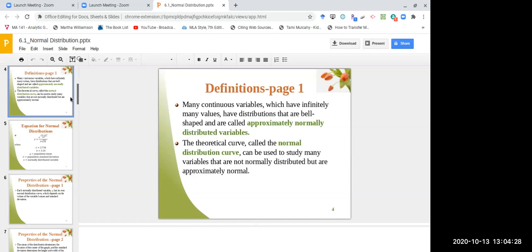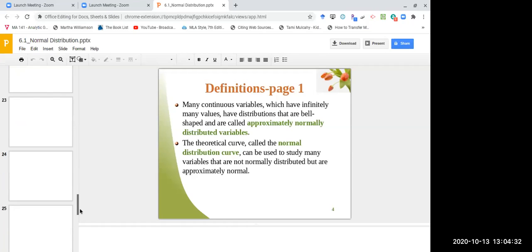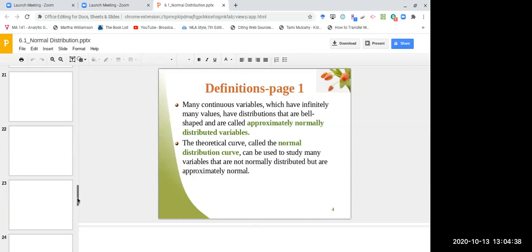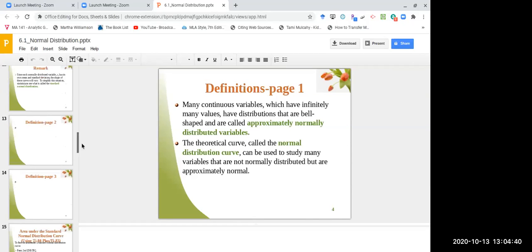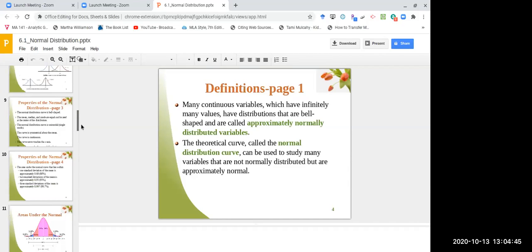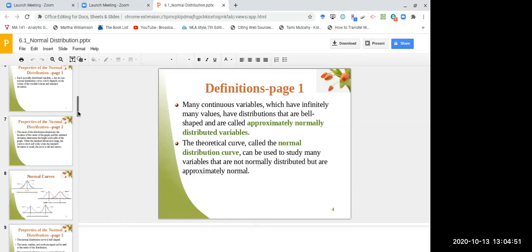There are a ton of properties of the normal distribution. Before I continue, there are 31 slides in this presentation, so make sure that you have 31 slides. The properties, as I mentioned, you want to pay attention to. Let me show you that.